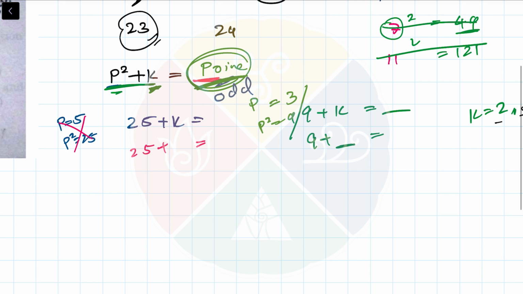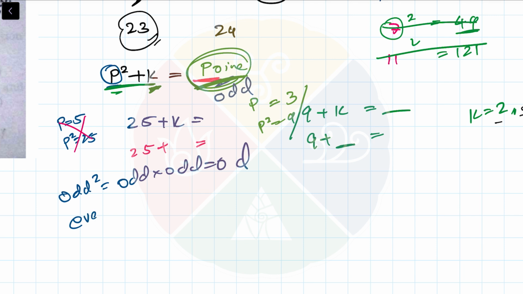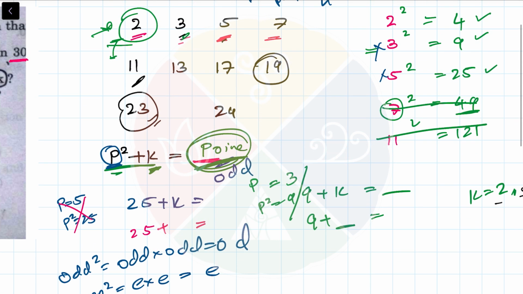And look at this thing. This number p, if it is odd, square means odd into odd. Therefore, it will be odd. If p is even, square is even into even, which is anyway going to be even. If p is 2, then p square is 2 square, therefore an even number. If this is an even number, then here it should be an odd number, because even plus odd, only then you are going to get an odd number.